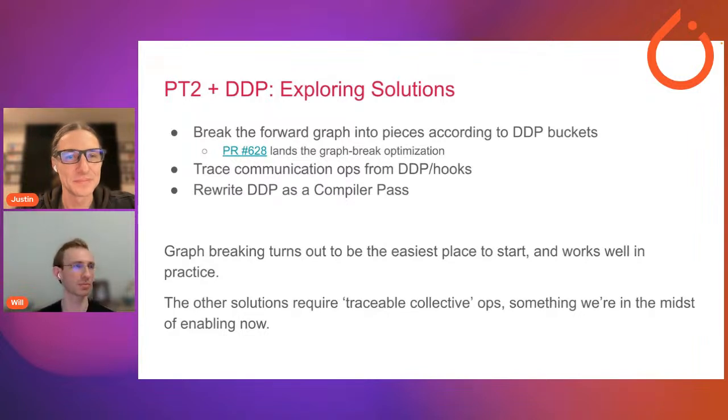There were a few ideas that came up. One of them was to trace DDP's communication operations into the graph. Another was to rewrite DDP as a compiler pass. But both of these were a little bit hard to do, in part because we don't have communication operations available in a way that's traceable or supported by our graph IR yet. And so we thought, okay, what if we just break the forward and backward compiled programs into pieces so that there are gaps again for overlap to happen?